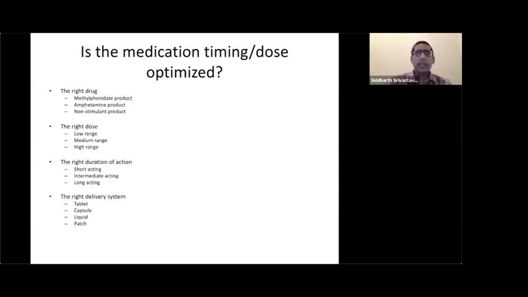The question I would ask here is, is the medication timing and dose optimized? The dose might be too high and can be titrated slightly down as one solution. There are many ways in general to tweak a medication so that we have the right drug, the right dose, the right duration of action, the right delivery system. The key point is, don't give up.